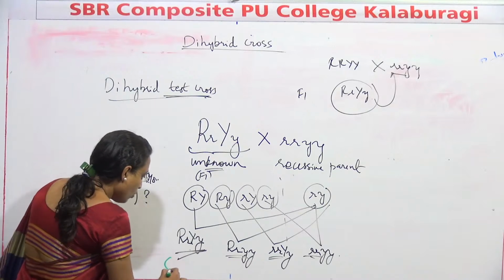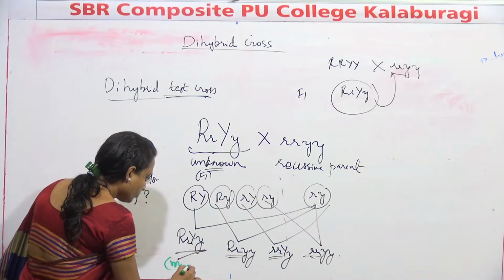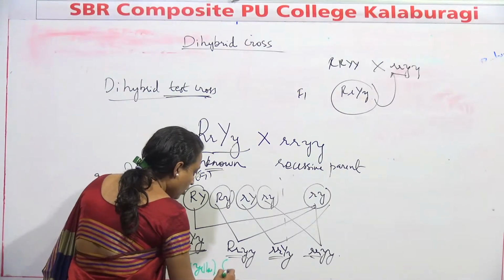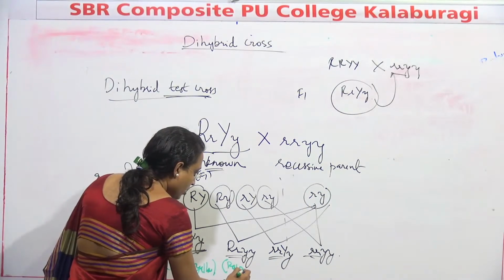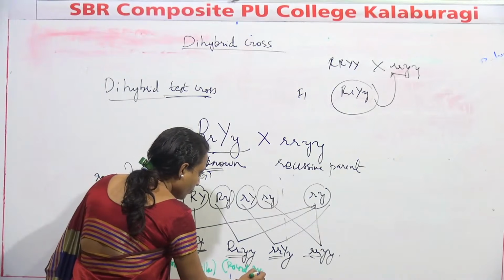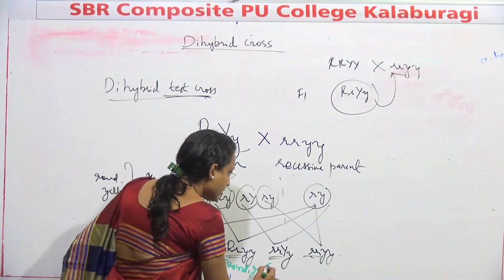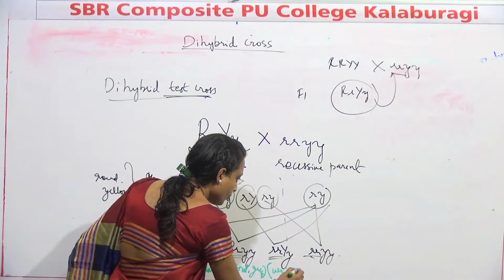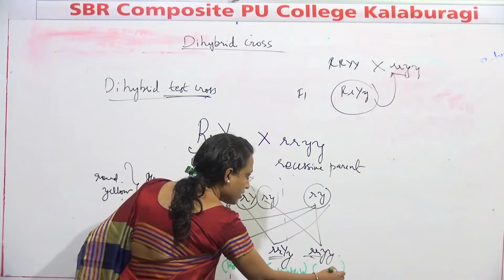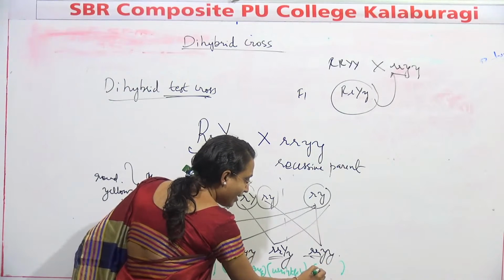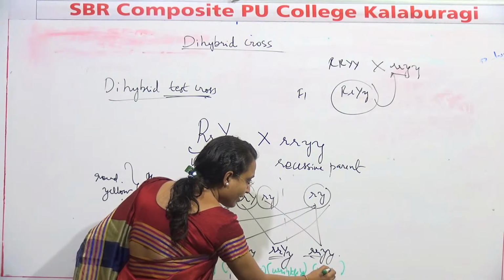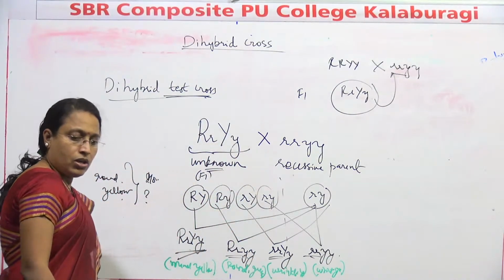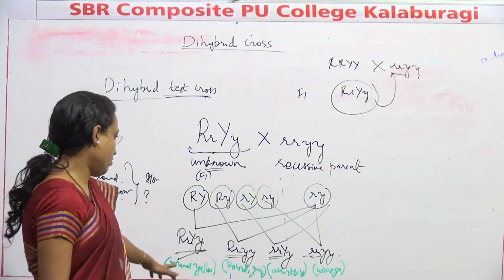This is round and yellow. And this is round and green. This is wrinkled and yellow. And this is wrinkled and green. So you get a ratio here.